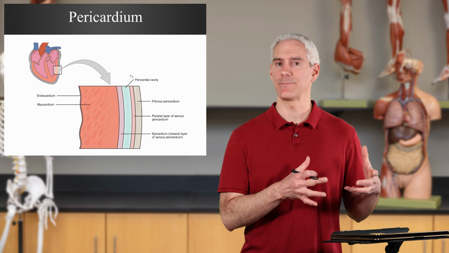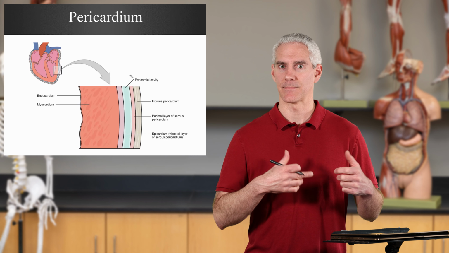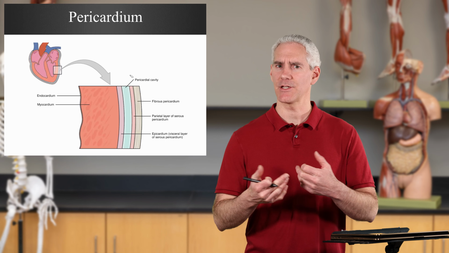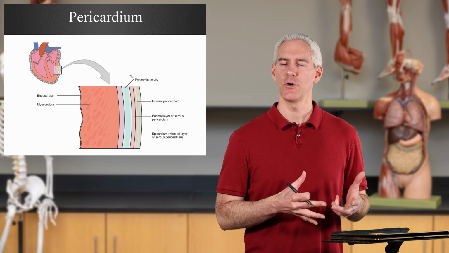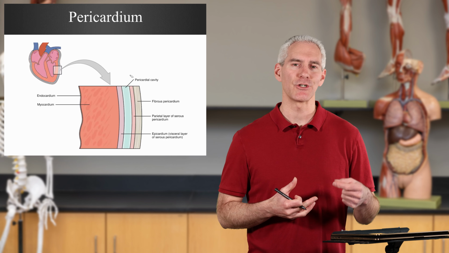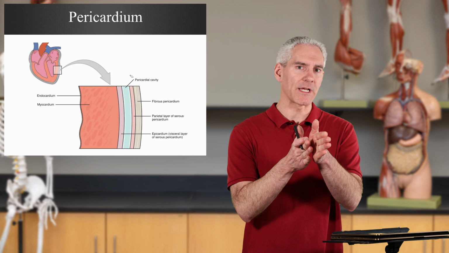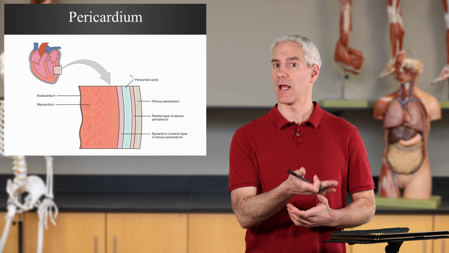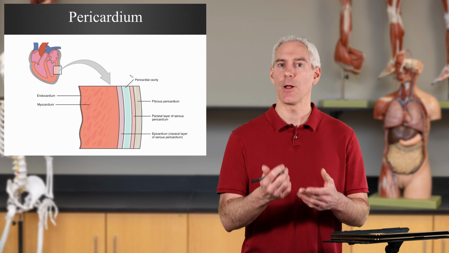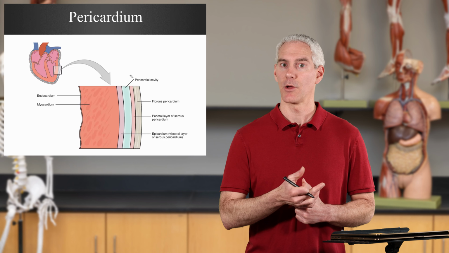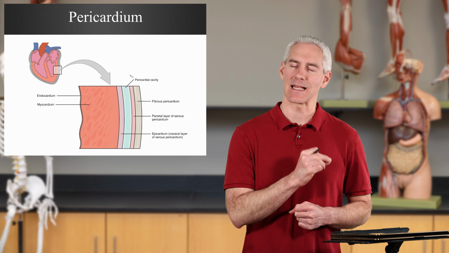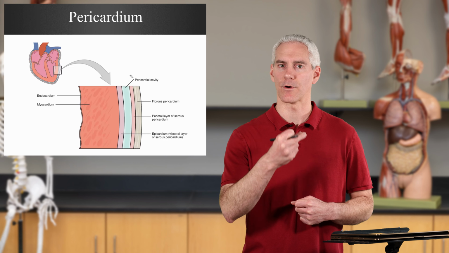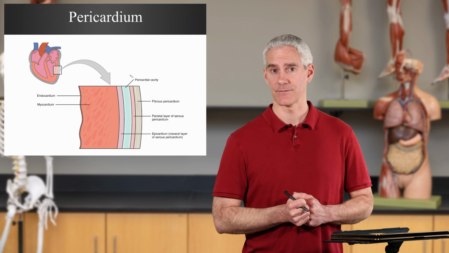Think about how many beats that is, times a week, times a month, times a year. You get the picture here. It's a lot of movement. You want to make sure you're not damaging the tissue by creating friction every single beat. So this visceral and parietal serous membrane help to reduce the friction, protecting the heart from the constant movement that it's doing over and over your entire life.